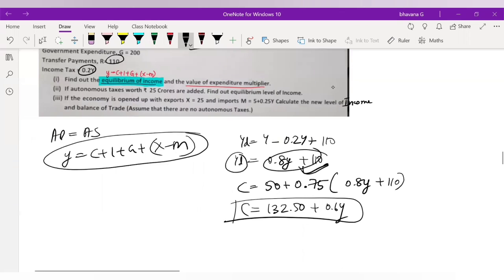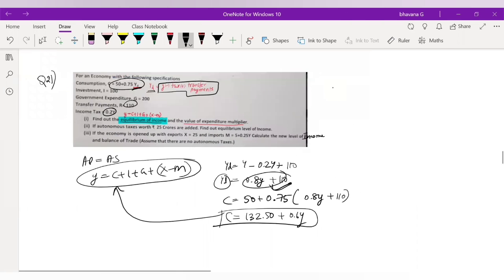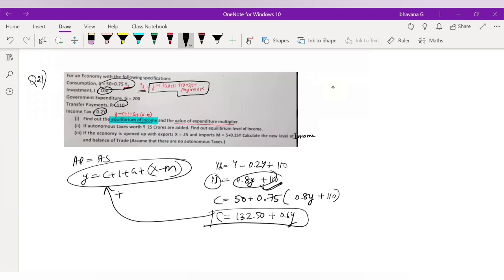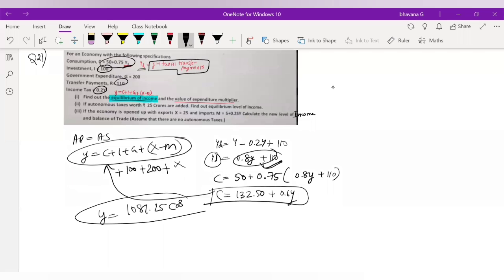Okay, so this consumption function you will have to substitute here. Then you have to add investment. Investment is 100, plus government expenditure 200, plus exports minus imports. Here exports minus imports they have not given you, so just ignore that. If you do so, you will get Y equal to 1081.25 crores. This is how you will find out equilibrium level of income.